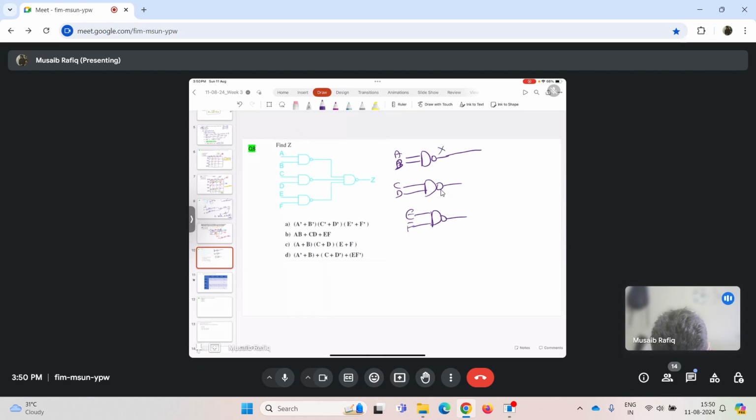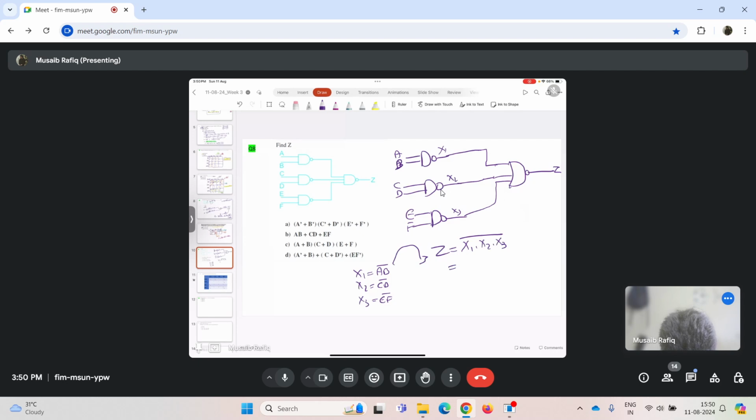This output, let me call it X1. So X1 will be equal to A B bar. This here, X2. X2 will be equal to C D bar. X3 will be equal to E F bar. That is here. And these outputs are then given to a 3-input NAND gate whose output is written as Z. So Z will be equal to X1 dot X2 dot X3 whole bar.